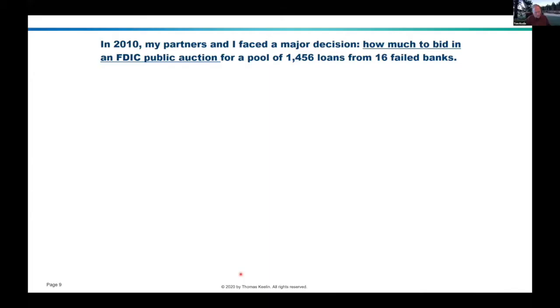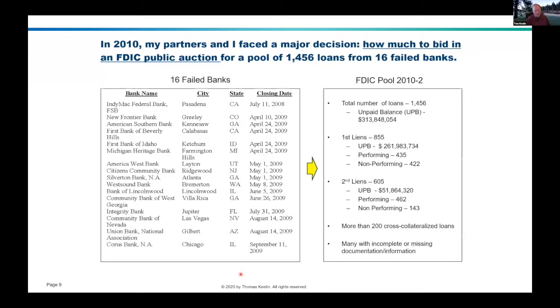All right, so I'm going to do a quick real-world example here of why something as simple as a three-term metalog can actually be important. And this is a case I was involved in personally, because some partners and I faced a major decision, this was in like 2009 or something, of how much to bid at an FDIC auction for a pool of 1,456 loans from 16 failed banks.